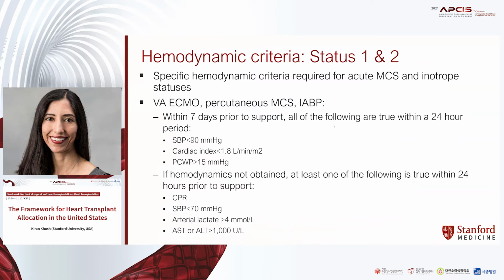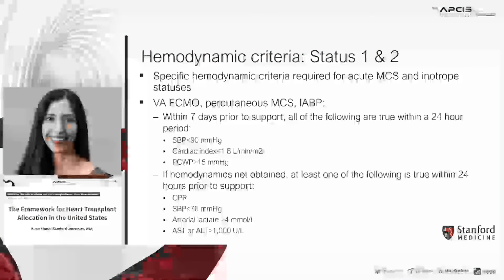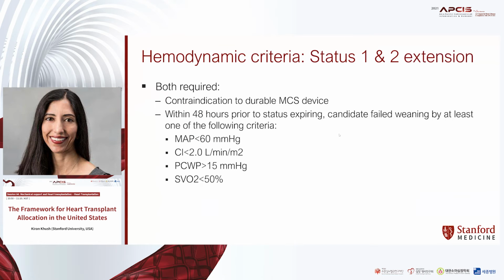Now, it's important to know that patients have to meet specific hemodynamic criteria to qualify as a status 1 or 2. So these are hemodynamic criteria consistent with cardiogenic shock. And if they don't have hemodynamics, they have to have some of these other parameters indicating that they're truly in cardiogenic shock. So we're really trying to tighten up the criteria for the highest statuses. And to continue as a status 1 or 2 beyond 1 week, you have to continue to meet specific hemodynamic criteria showing that you're still critically ill and you have not been stabilized.